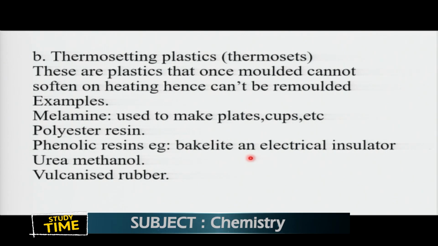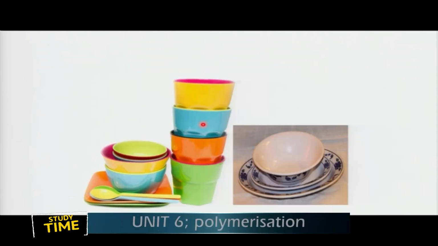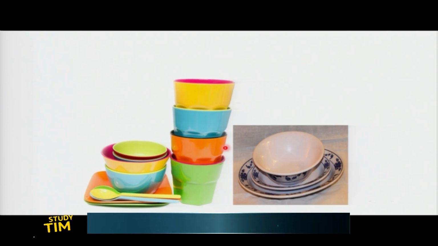Examples of some of these polymers: we have melamine, which is used to make plates and cups. Like for example, here in our illustration, we have an example of melamine. As I told you last time, melamine has an intermediate property. When you feel the plate, or the cup made out of melamine, a thermosetting plastic, it is in between the properties of a clay cup and a plastic what? Cup.